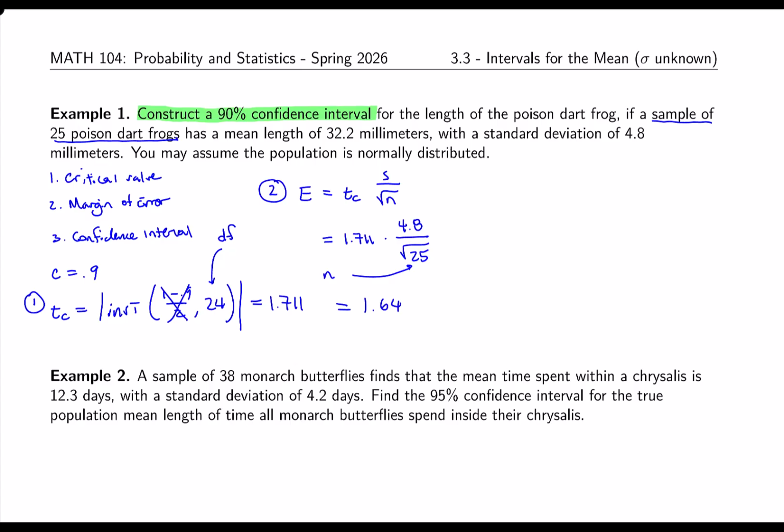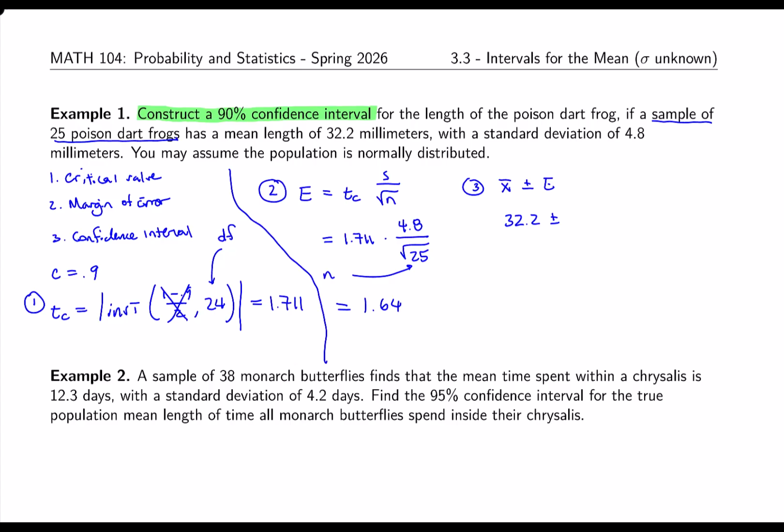I'm going to put a line between those, separate the calculations. Okay, that's our margin of error. And then lastly, we need to get our confidence interval, which just says to take your point estimate plus or minus that margin of error that we just came up with. So the point estimate here was the mean of the sample, so 32.2.